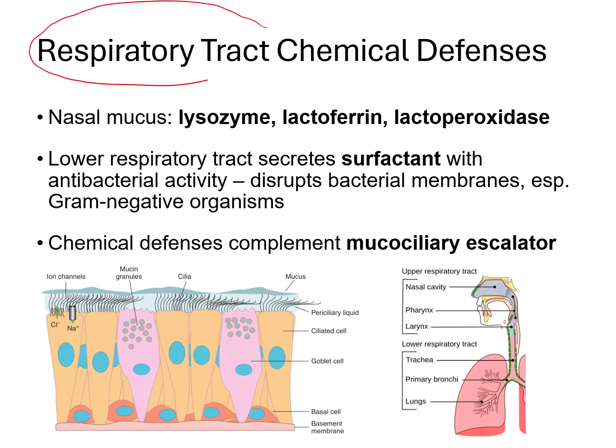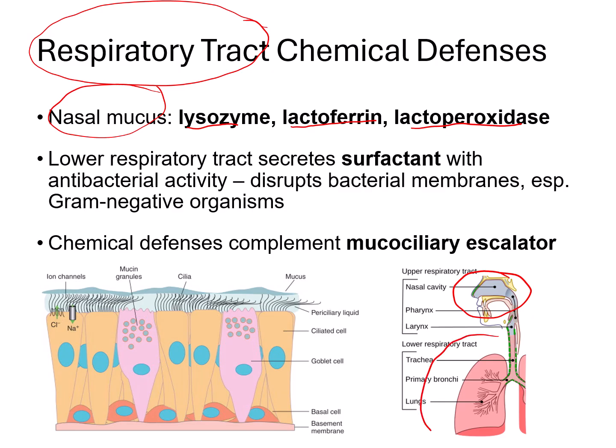Within the respiratory tract, our nasal mucus contains many of the chemicals we saw earlier. We have lysozyme that breaks down those NAG-NAM bonds in bacterial peptidoglycan cell walls, lactoferrin that binds to iron to limit bacterial growth, and lactoperoxidase, which we saw previously, and it generates oxidizing antimicrobial molecules that disrupt cell membranes and enzymes of microbes.